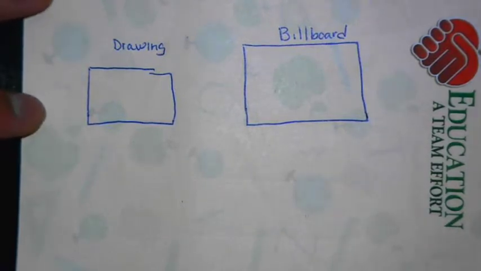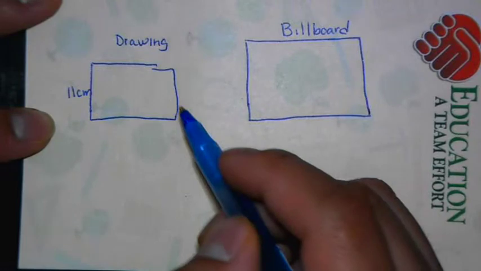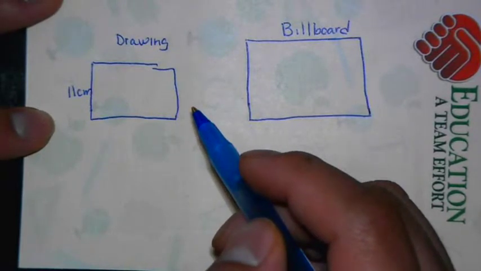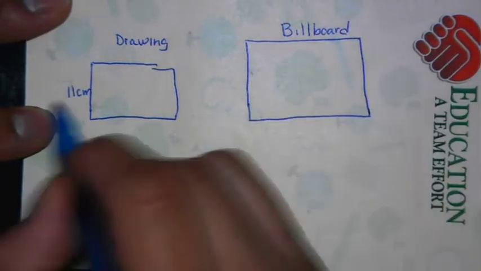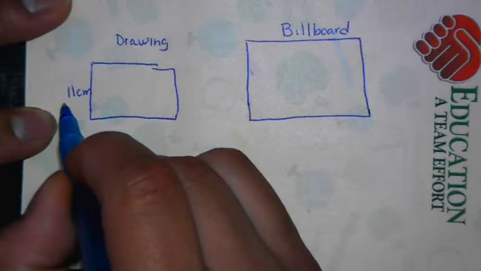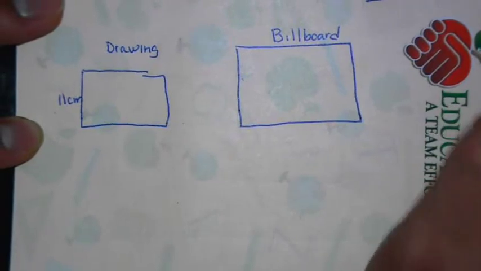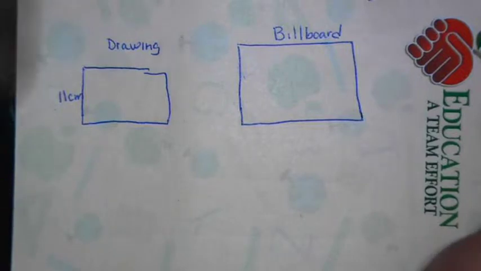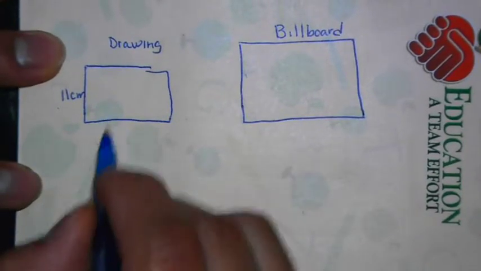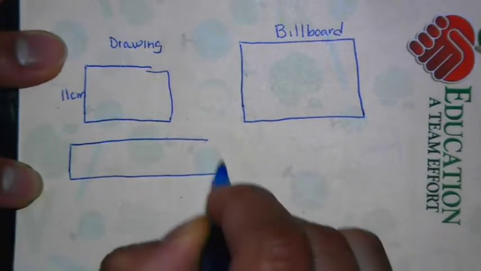Now it says that the length of the drawing is 11 centimeters. Okay, so I'm going to write right here 11 centimeters. And it wants to know how long the length of the billboard would be, given that the drawing is 11 centimeters, using this scale factor. There are several different ways you can do this, and up to this point I've taught you how to do it using a table. So I'm going to go ahead and set it up using a table real quick, just so that you can get an idea. So here's my table.